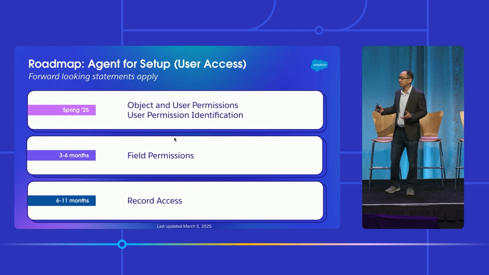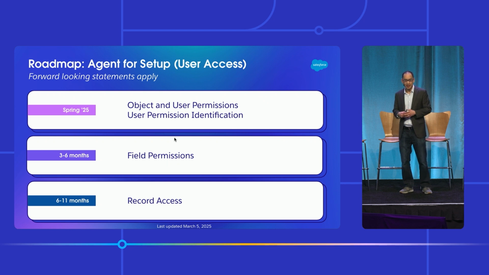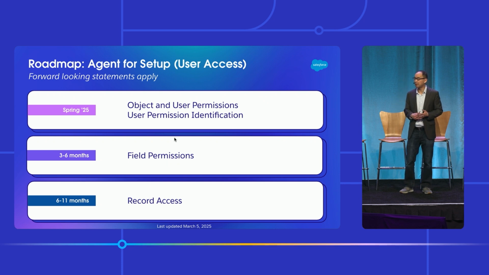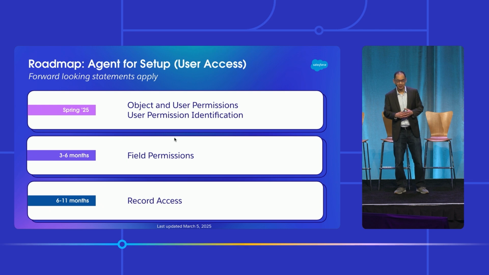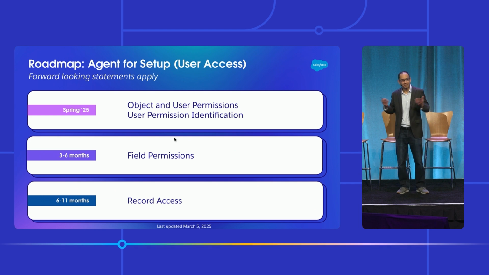And I want to briefly mention roadmap, because you're wondering, hey, you should be able to do more, right? So that's what we're working on. And right now, you saw Spring 25. In March, what we have is object and user permissions for a specific user, and being able to identify the user permission you need. Hopefully in the summer, we're planning to get field permissions, so you can ask questions like, well, there's an address field on the contact, and Sean can't edit, so what's Sean's access? Why, what's giving Sean that access, or comparing that with Linda and so forth.